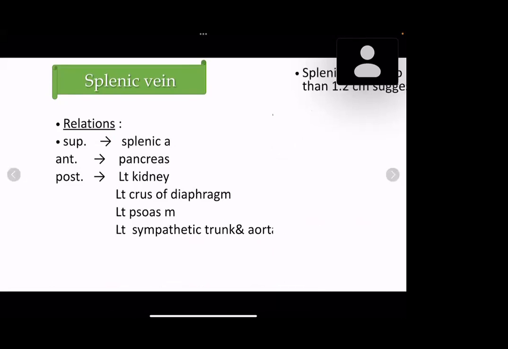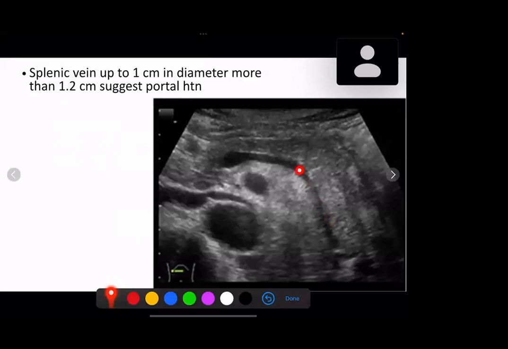The splenic vein, as seen on abdominal ultrasound, is an important anatomical landmark for localization of the pancreas during abdominal sonography. Its diameter is up to 1 centimeter; more than 1.2 centimeters will suggest portal hypertension.